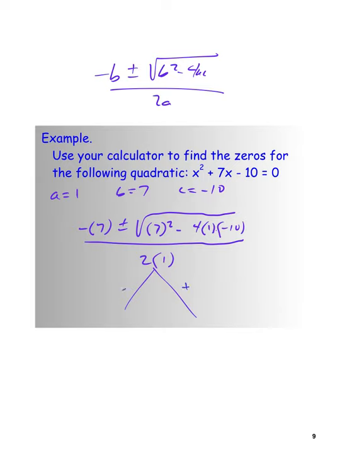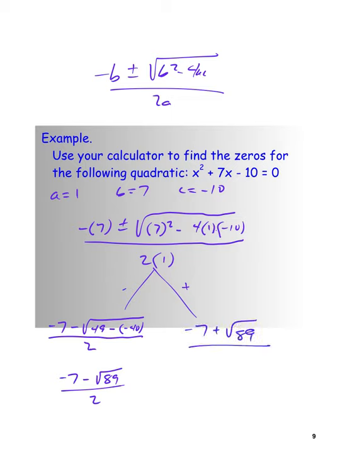Let's see what we have for the minus and the plus. What we end up with is negative 7 minus the square root of 49 minus a negative 40. So that's 49 plus 40, or 89, and that's all over 2. So this would be negative 7 minus the square root of 89 all over 2. And 89 is also prime, so we can't simplify the radical. Then the other one is negative 7 plus root 89 over 2.